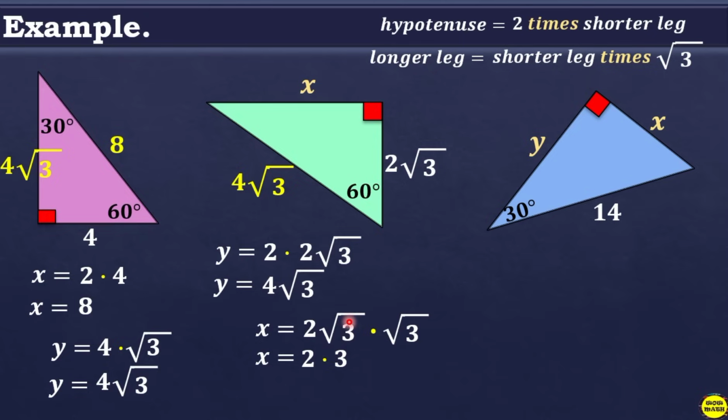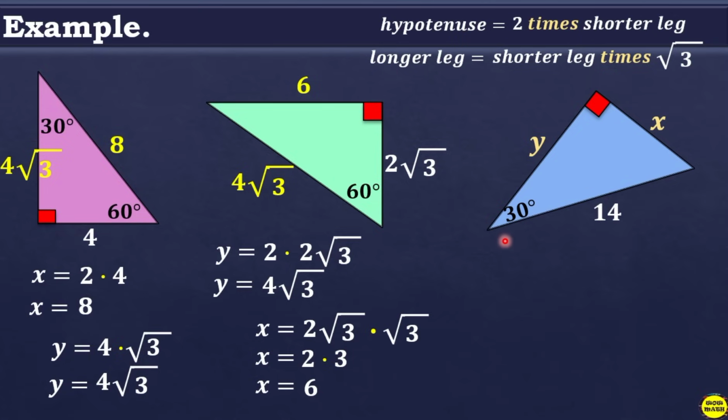Kasi pag minultiply natin square root of 3 times square root of 3, that is square root of 9. And square root of 9 is 3. Kagaya lang po nung sinabi ko kanina sa square root of 2. Lagi po tatandaan na kapag pareho yan, ilalabas na lang natin siya. So, that is 3. Okay? So, we have 2 times 2, and then yung nakuha natin dito na 3, so 2 times 3. Therefore, your x, which is your longer leg, is equal to 6. So, ito po ay 6.